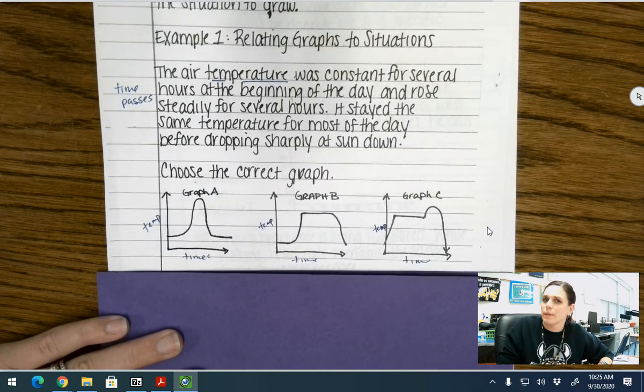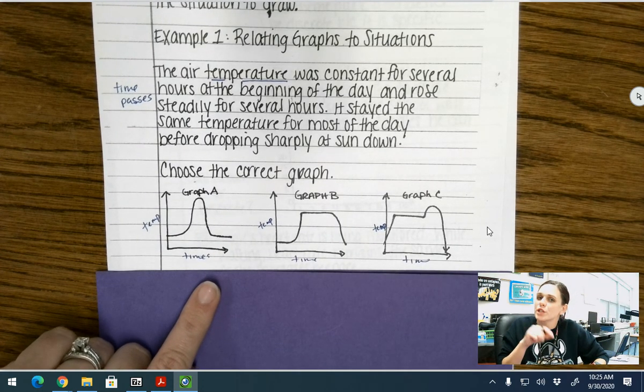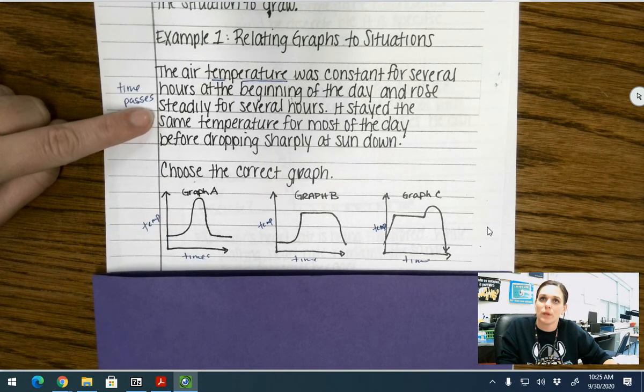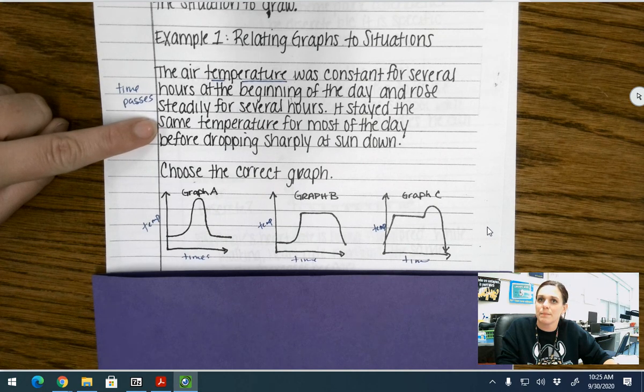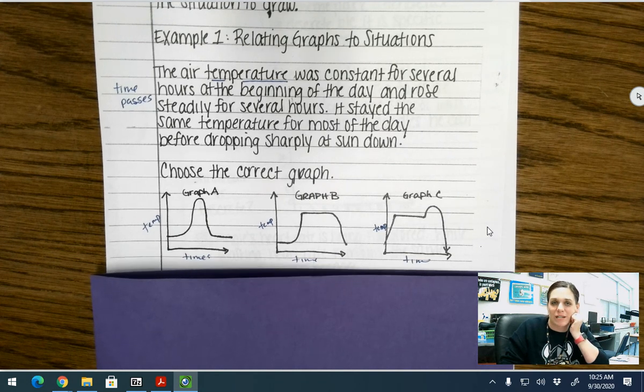So I want you to take a moment, I want you to look at these three graphs. Which graph would you say tells this story? It was constant for several hours at the beginning. It rose steadily for several hours. It stayed the same temperature for most of the day before dropping sharply at sundown. Right, so graph A, graph B, or graph C, which graph would you say tells this story?